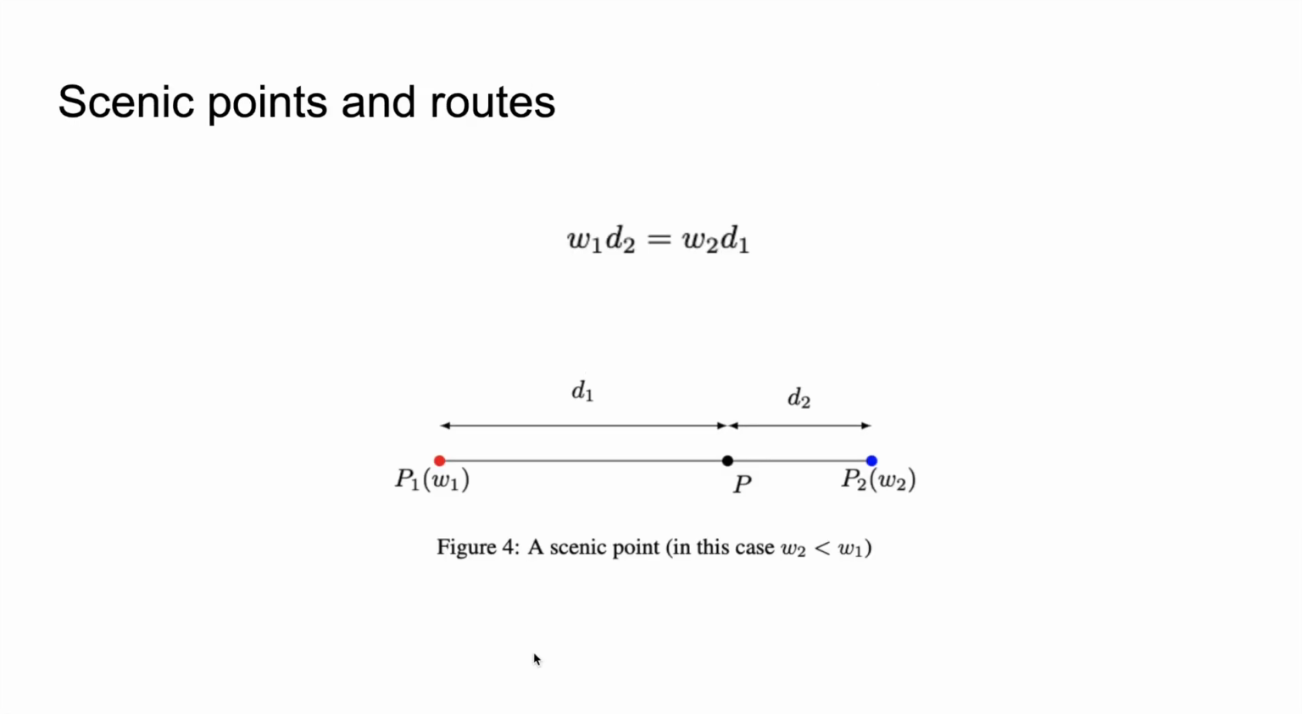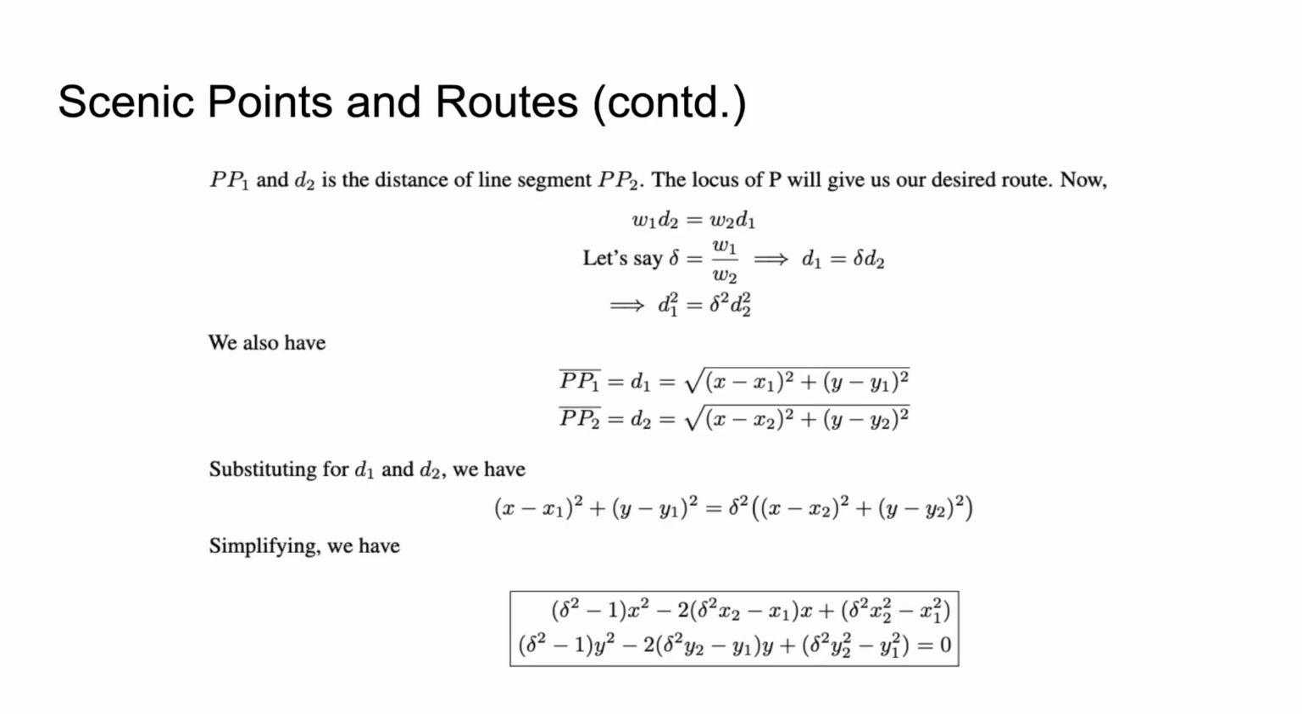Let us take two points P1 and P2 with weights W1 and W2 respectively. A point P is said to be a scenic point with respect to points P1 and P2 if it satisfies the aforementioned conditions. Expanding the condition, we get the locus of the point P, which gives us a scenic path. Simplifying the equation, we arrive at this particular formula for the locus.